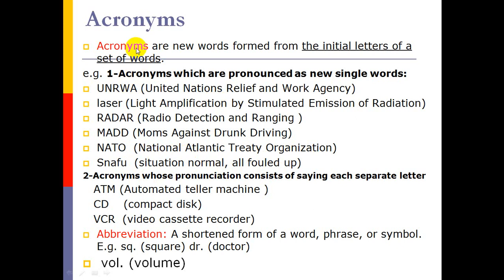Okay, so an acronym is a new word formed by taking the initial letters of a set of words, of a group of words. The first letter, U, stands for United, for example. From United, we take the letter U. Nations, N. Relief, R. Works, W. Agency, A. This is number one: acronyms which are pronounced as new single words.